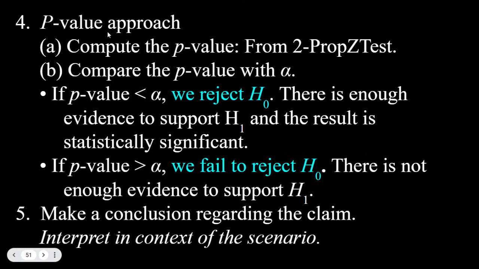The p-value approach is the one that we will use. Part A, compute the p-value from the two proportion z-test. So again, two proportions because we're dealing with two samples. B, compare the p-value to alpha. As previously, if the p-value is less than alpha, we will reject the null hypothesis, and there is enough evidence to support H sub 1, and the result is statistically significant. If the p-value is greater than alpha, we will fail to reject the null hypothesis, and there is not enough evidence to support the alternative hypothesis. Then we make our conclusion regarding the claim and interpret it in the context of the scenario.